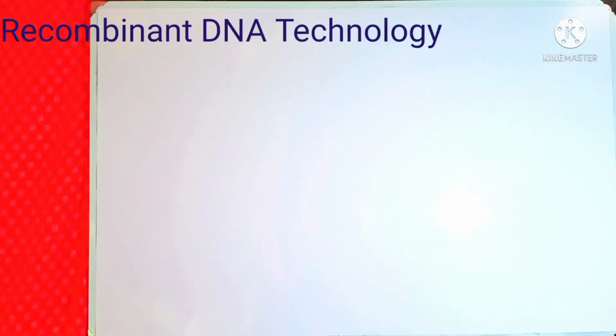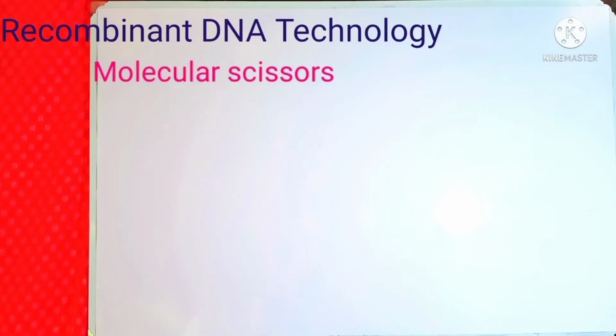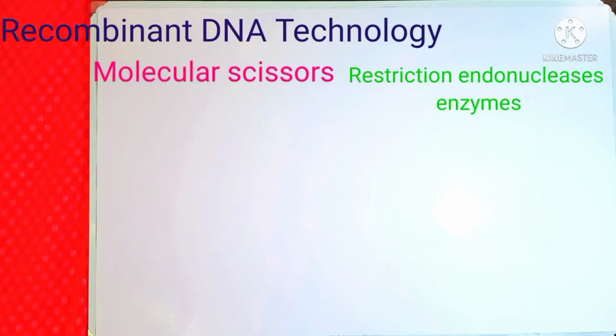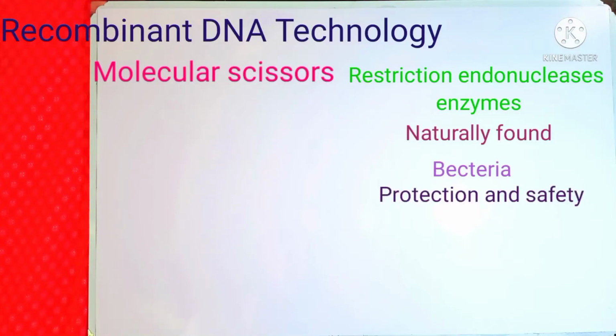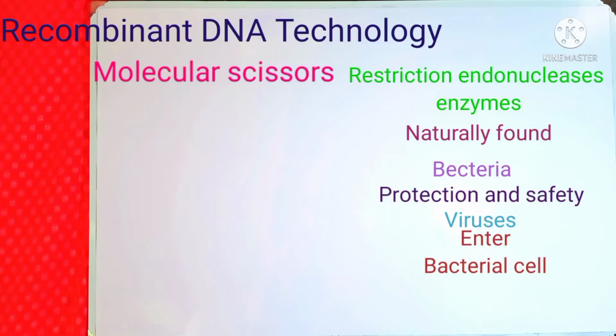Next, we will study molecular scissors that are in the form of restriction endonuclease enzymes. These restriction enzymes are naturally present in bacteria. These bacteria use them for their own protection, their own safety against viruses, because viruses can enter the bacterial cells and harm their bodies and also infect them with different diseases.